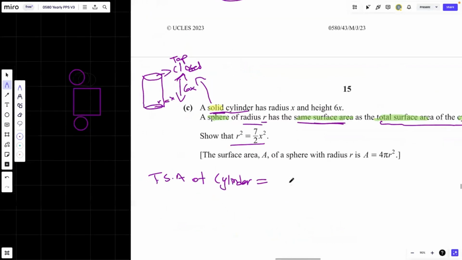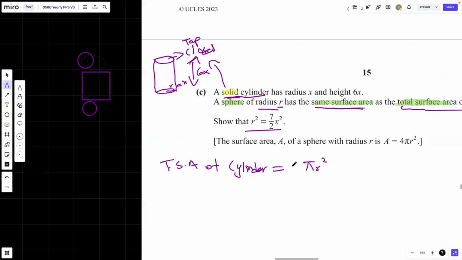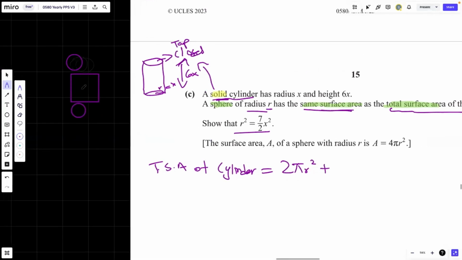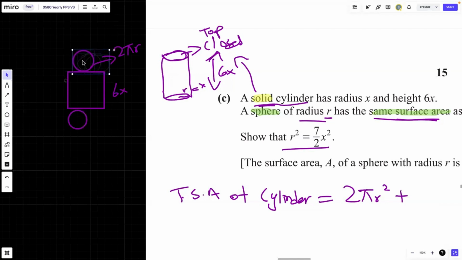So you'll have two circles. Since you have pi r square as the area of one circle, you're just going to times it by 2. So that's 2 pi r square, plus the curved surface area, which is the area of a rectangle, where the height is going to be 6x here. And this is actually going to be the circumference, because it's the boundary of the circle that's opened up to form this.